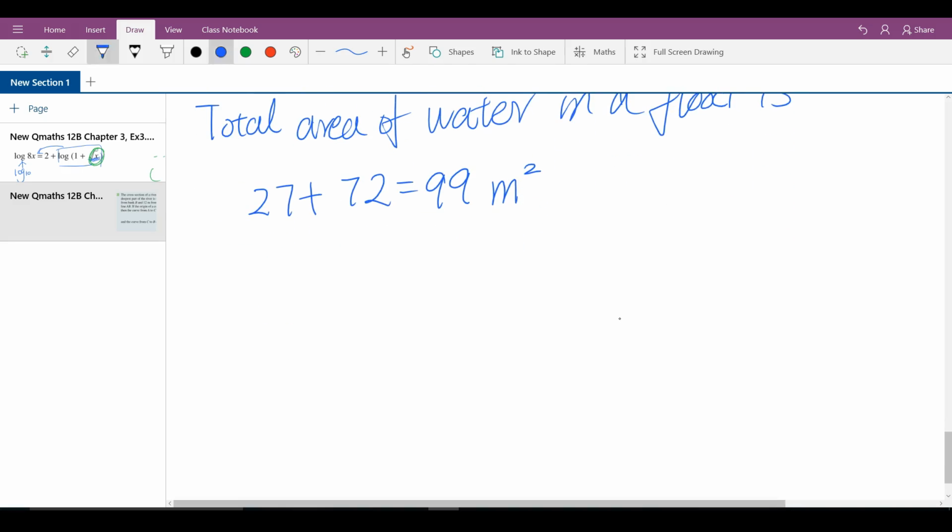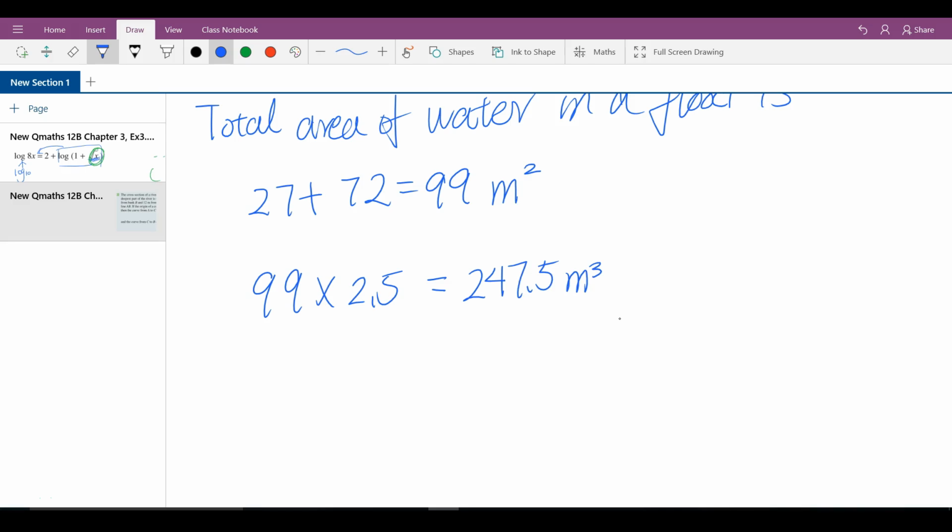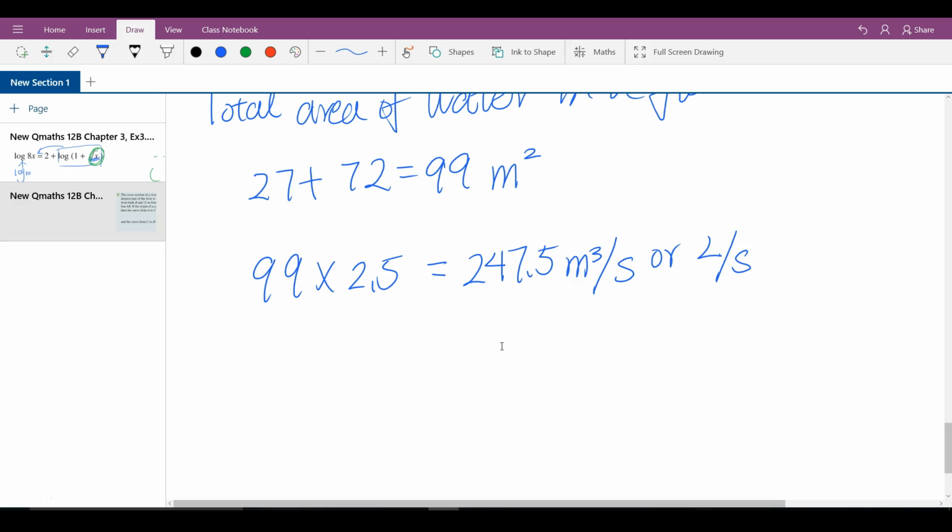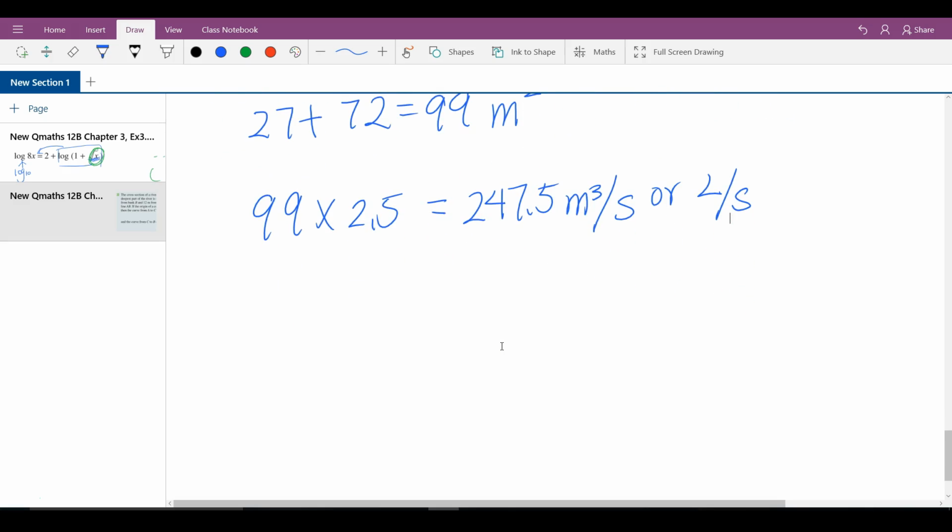And now we know that during the flood, the speed of the water increases to 2.5 meters per second. So we can find out the new volume of water that is going into the river. So 99 times 2.5 gives you 247.5 meters cubed of water per second. Yeah, so that's how much water is flowing through the river per second when it's flooding.